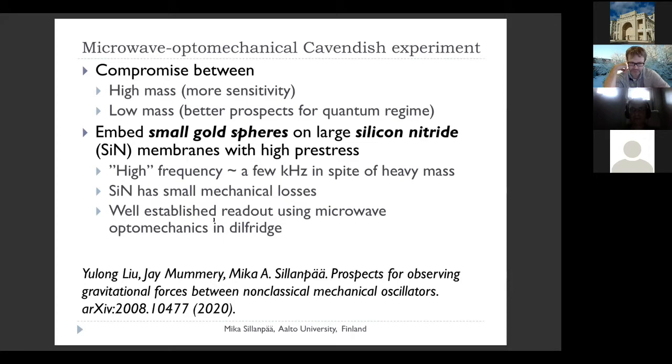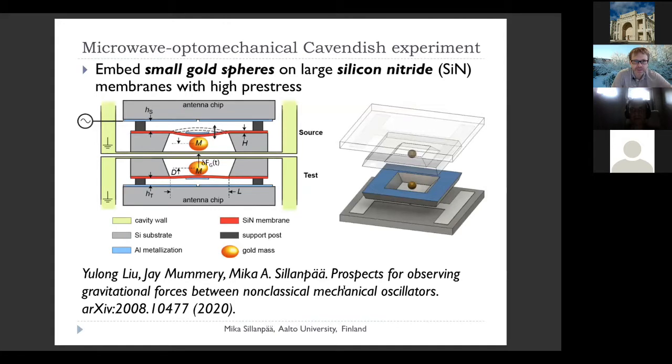Moreover, this can be placed in dilution fridges. And this is our proposal, recently on the arXiv, so I'm talking about that: a Cavendish experiment inside the dilution fridge. We have two of these oscillator assemblies that I mentioned in the 3D cavity, and these spheres interact gravitationally. The mass of this membrane itself is really small.